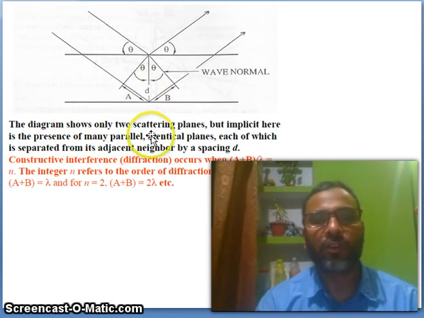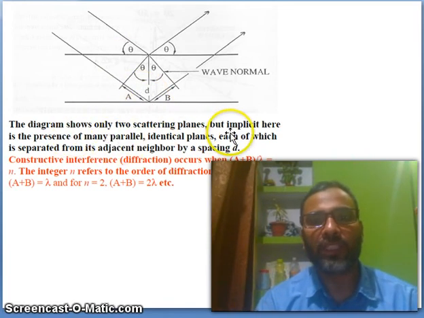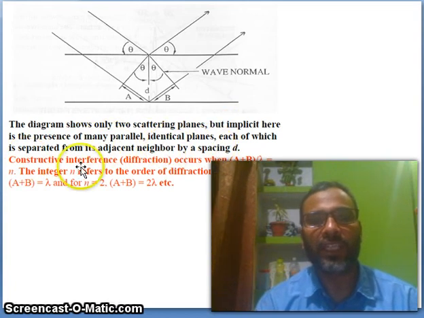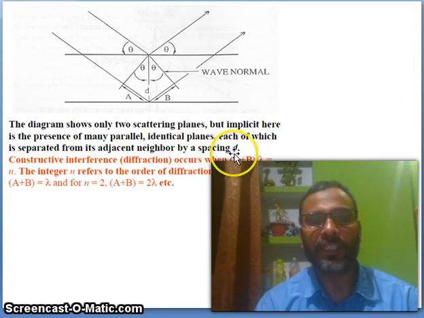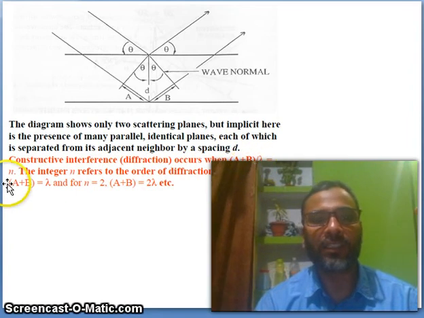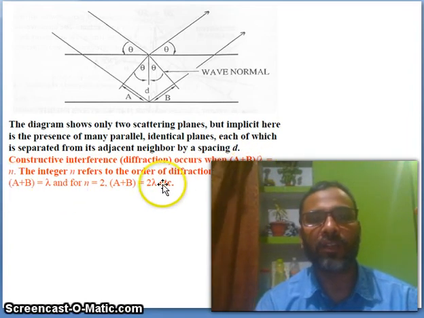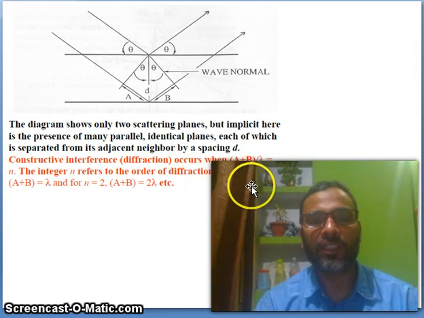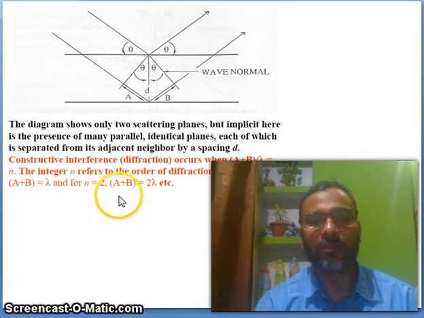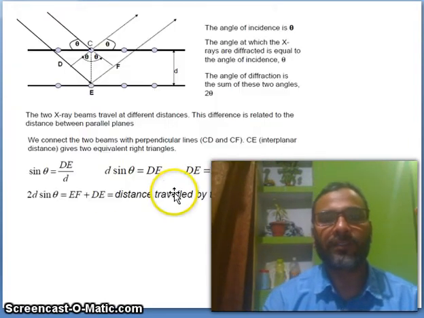The diagram shows only two scattering planes, but implicit here is the presence of many parallel identical planes, each of which is separated from its adjacent neighbor by spacing d. Constructive interference, a diffraction, occurs when A plus B divided by lambda is equal to n. The integer n refers to the order of diffraction. For n equal to 1, A plus B is equal to lambda, and for n equal to 2, A plus B is equal to 2 lambda.